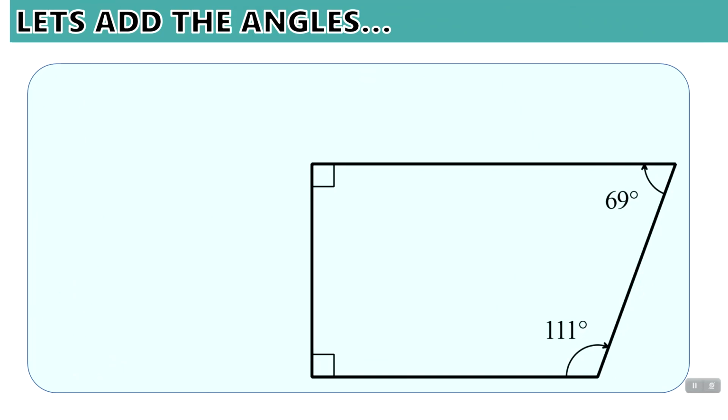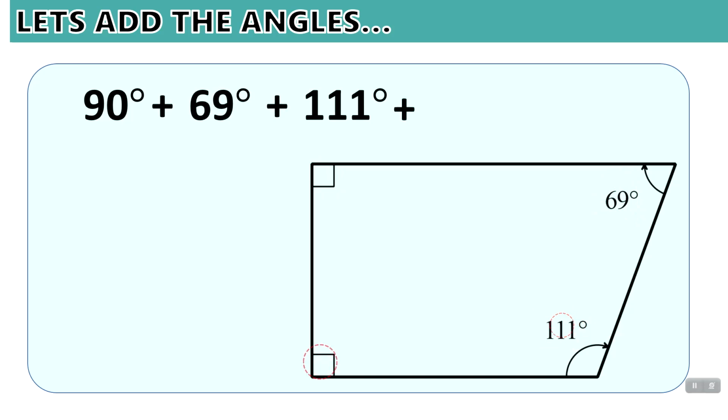This is a right trapezium, and we're going to add these four angles up as well and see what answer we get. So this is 90 degrees. We know that because it's a little square. Plus 69 degrees, plus 111. Again, the last angle is a little square. That's a right angle. That's 90 degrees.